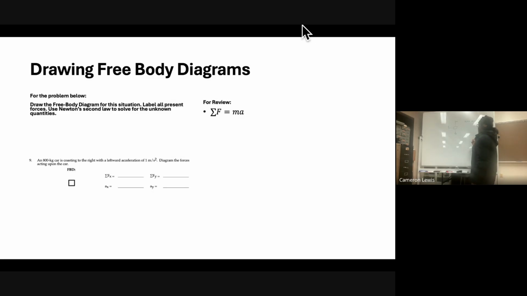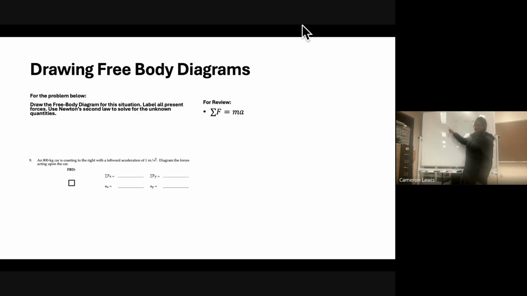Now for this one, what forces do we have present in the X and Y? Sorry, in the Y, we have normal force and gravity. What forces are present in the X? Friction. So what is the sum of the forces in the X? How can we figure that out? We know that the sum would be whatever the friction is.